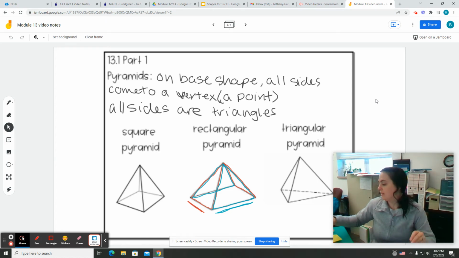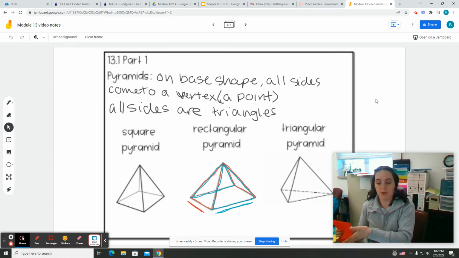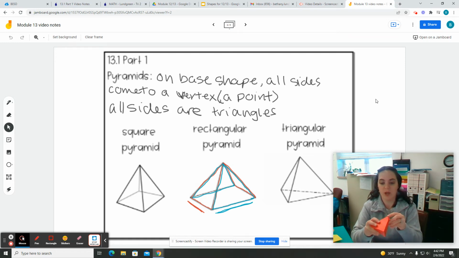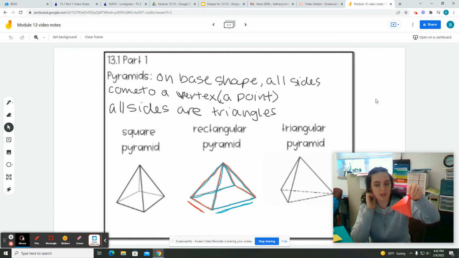Okay. All right, the last type of pyramid we're going to talk about today is the triangular pyramid. This is a triangular pyramid where there's a triangle on the base, and then all the sides are triangles as well. So that means when we unfold it, what we have is 1 triangle on the bottom, and then 3 triangles along the sides, together.